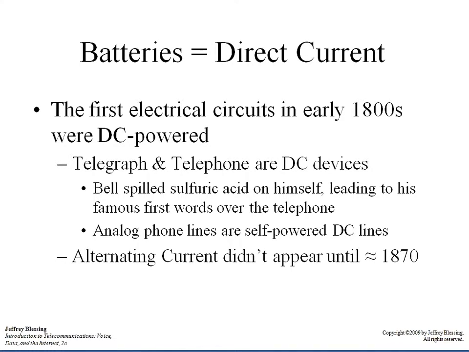Also, analog phone lines to this day are still DC-powered phone lines, and the analog signals that we've looked at previously work well with the analog type of devices that DC-powered devices can govern. The other type of power we looked at was alternating current or AC power, and that didn't appear until much later in the 19th century. Around 1870 or so, generators were becoming commonplace and alternating current was being used then.